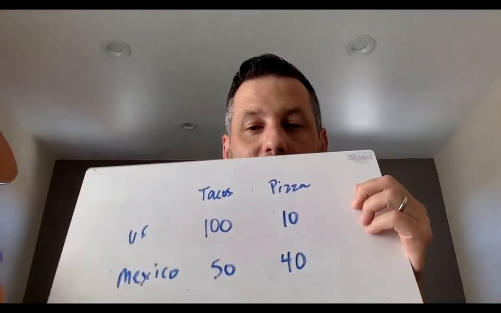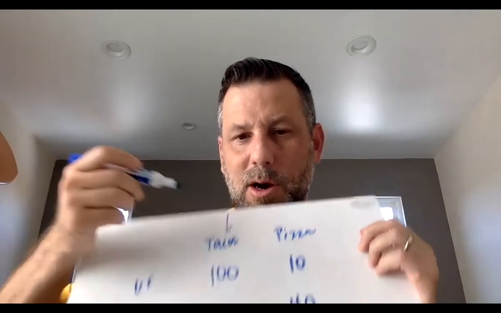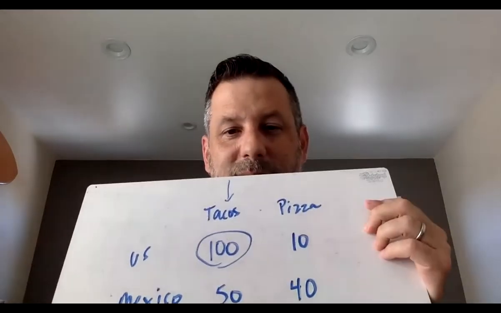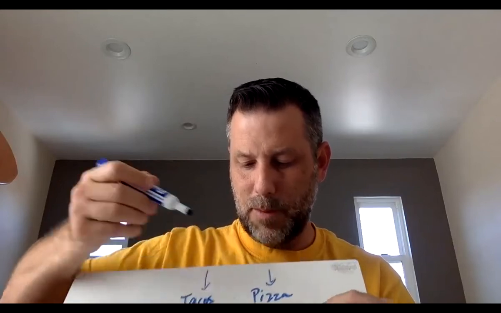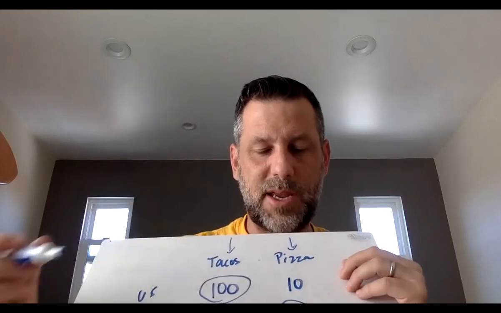Right? So once we have it set up, we're going to go through and find first the absolute advantage. Now, if it's an output question, the bigger number is better for output. If it's an input question, the smaller number is better because it means you can do it with less resources. So assuming this is an output question, we would just go down the tacos column and pick the bigger number to find the absolute advantage. The United States has the absolute advantage in tacos, and Mexico has the absolute advantage in pizza.